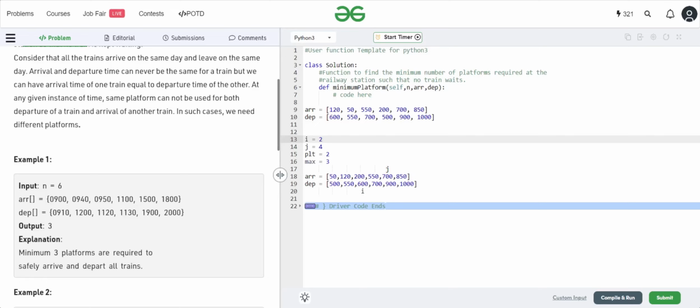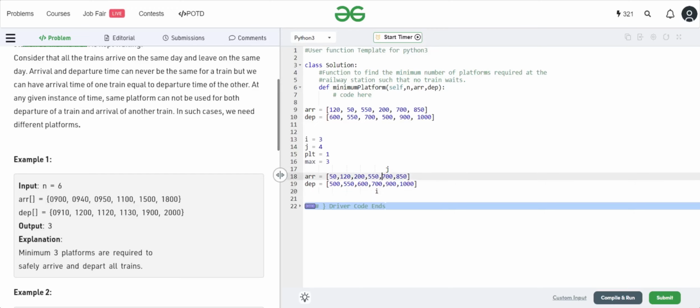We can just reduce the number of platforms, which will just signify that we have extra space for this train. Again, when we have 700 and 600, we'll just increment I again, reduce platforms by 1, and max is still going to be 3, and this is going to become 3. It's the same logic over here: since the departure time is lesser than the arrival time, there will be a platform empty for us.